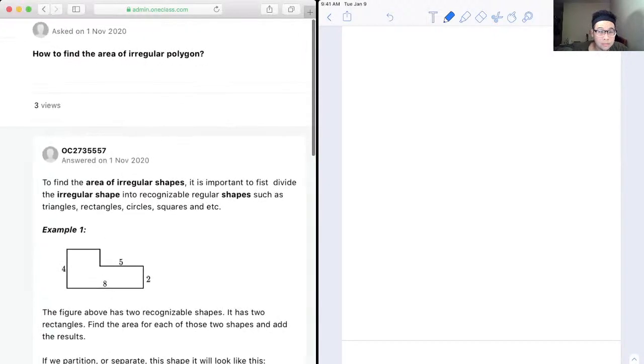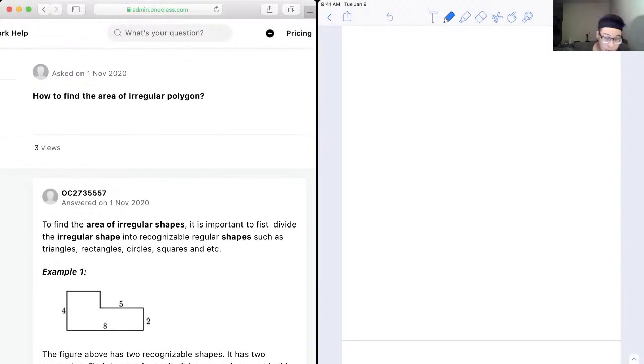Okay. So next we have a question asking us how to find the area of an irregular polygon. So finding the area of an irregular polygon.